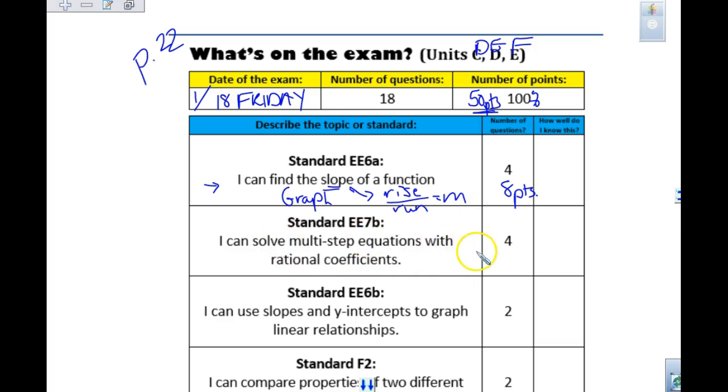The next 4 questions on the test are going to be worth 16 points. I can solve a multi-step equation with rational coefficients. So when I look at your reviews, this is on the 10B. This is going to be questions 9 to 30 on 10B. On 10B, this is going to be questions 1 to 8. So as you do those questions, my hint is make sure you're checking your answers and taking a look at those.